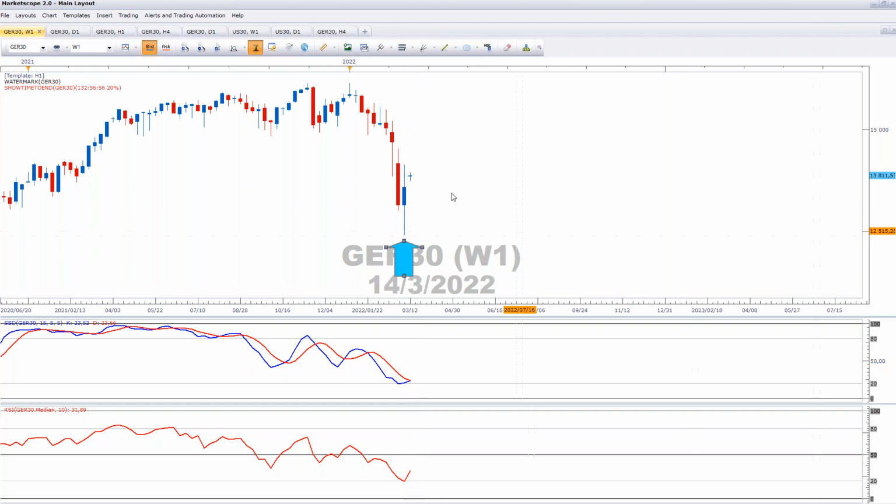No clear picture yet. Take a look at last week's candle. What do you guys see in terms of last week's candle action? What do you guys see here? So this is the weekly. So this is what we call a spinning top, right?